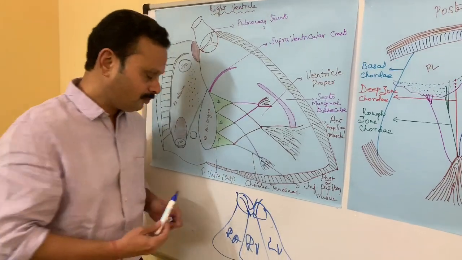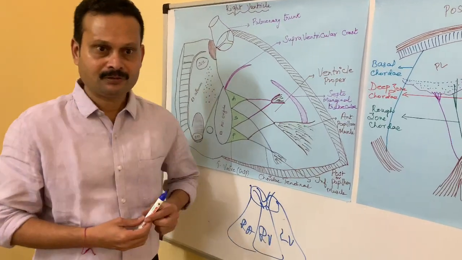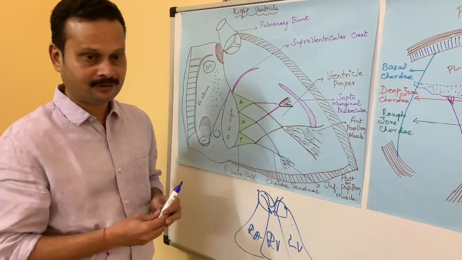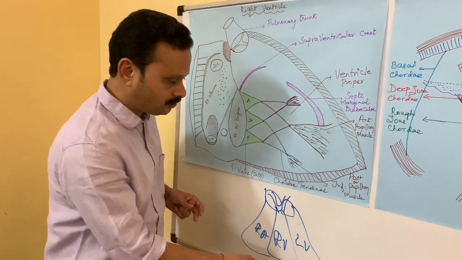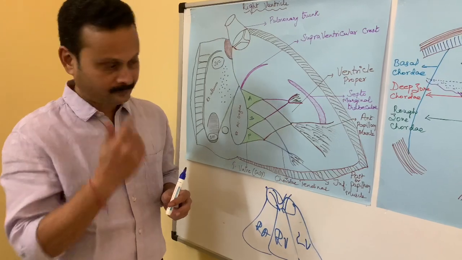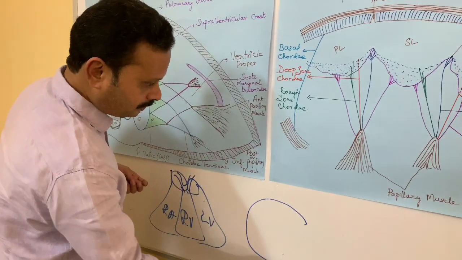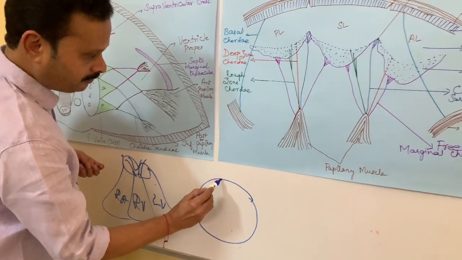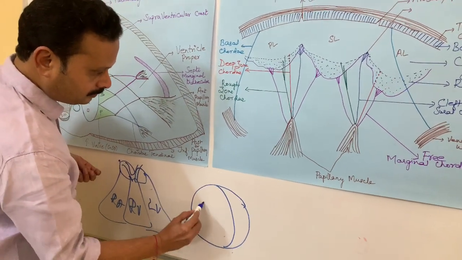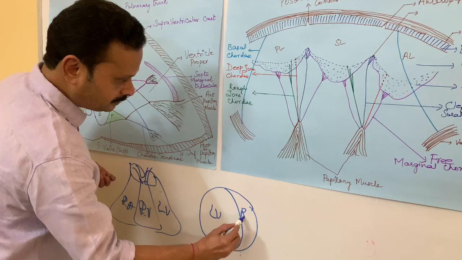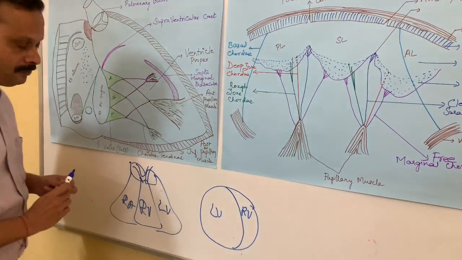The right ventricle forms most of the sternocostal surface, that means two-thirds of the sternocostal surface, and most of the inferior border of the heart. If you see it on transverse section, this is the left ventricle and this is the right ventricle, as seen from above.